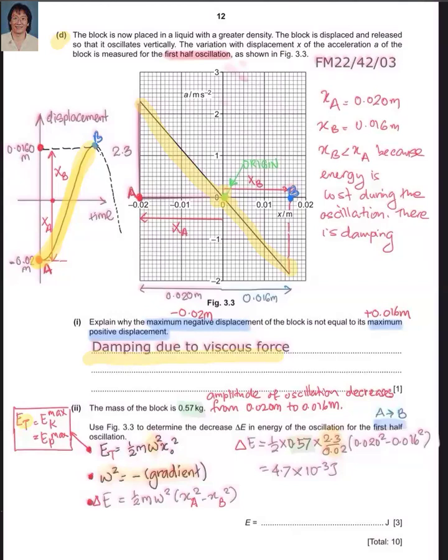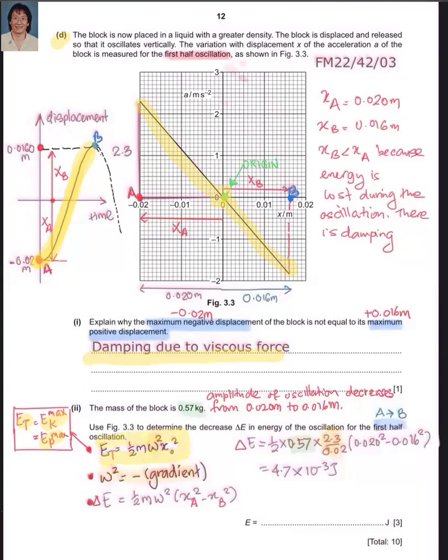Or you can say that the total energy of the system is equal to the maximum kinetic energy or the maximum potential energy. I will use kinetic energy because we know the maximum kinetic energy is half m omega squared xo squared, where xo is the amplitude of the vibration. The decrease in the amplitude of the vibration shows the energy is lost. Omega squared is the gradient of the line that is represented in figure 3.3.